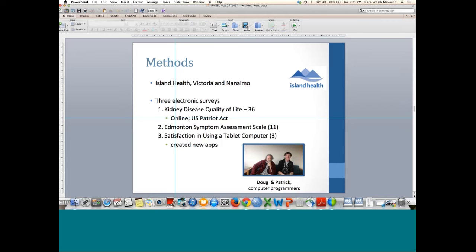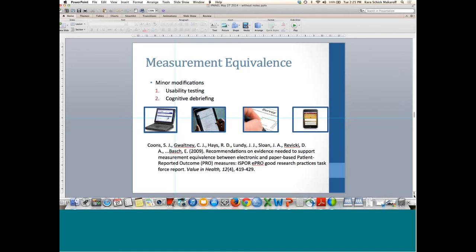And these were both newly created iPad apps, and they were created by Doug and Patrick, who are shown in their picture on the slide right now. And just a note that both the ESAS and the QoL are considered EPROMs, or electronic patient reported outcome measures. And there's been a very strong international movement towards routine incorporation of PROMs into healthcare service delivery. So there's, I guess, conceptually linkages between EPROMs and the type of work that I'm doing.